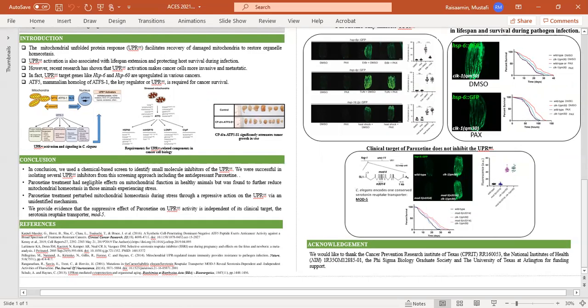Both the CLK-1 and the mod-5; CLK-1 worms have similar fluorescence levels. Similarly, their lifespans were also similar to each other. This suggests that the clinical target for paroxetine does not inhibit the mito-UPR. Based on all of these results, we are still trying to figure out the exact mechanism through which paroxetine inhibits the mito-UPR.